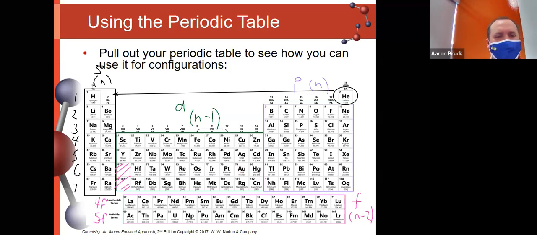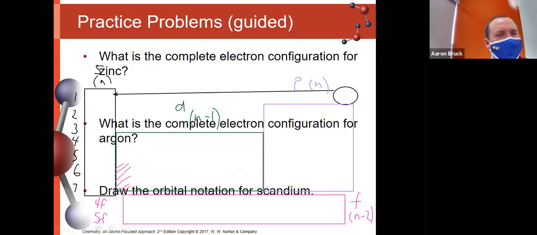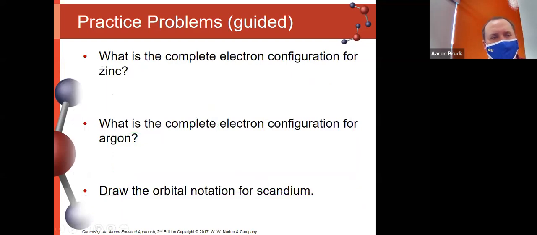Now that we've established this map, how do we actually use the map to do electron configurations? Well, the answer to that can only come by us doing some examples.